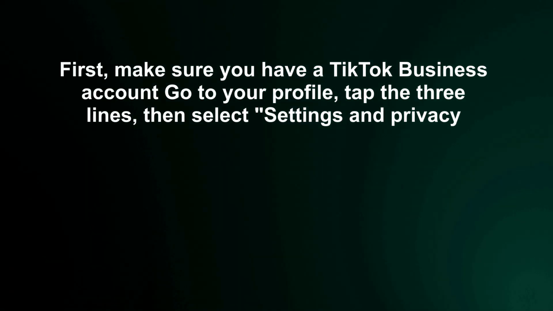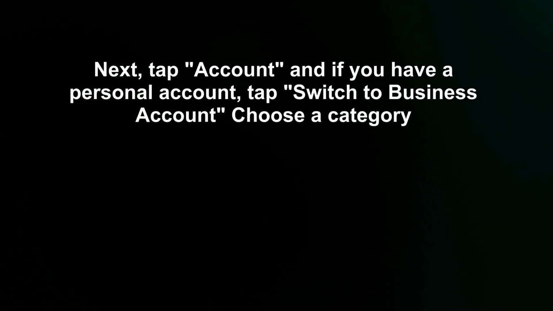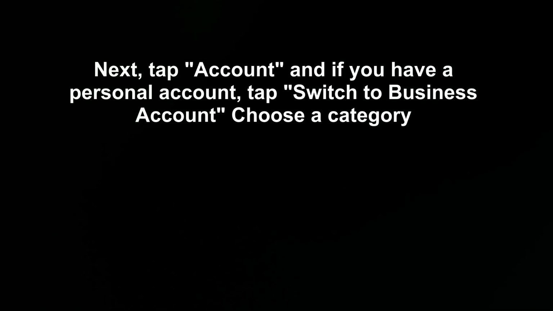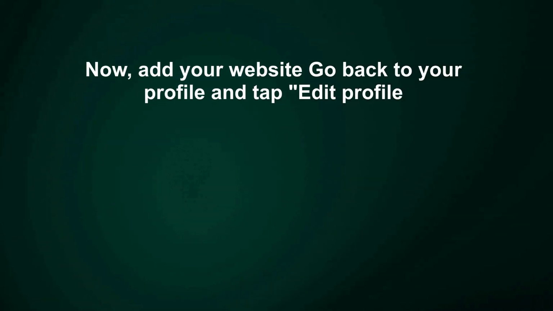Go to your profile, tap the three lines, then select Settings and Privacy. Next, tap Account, and if you have a personal account, tap Switch to Business Account. Choose a category. Now, add your website: go back to your profile and tap Edit Profile.